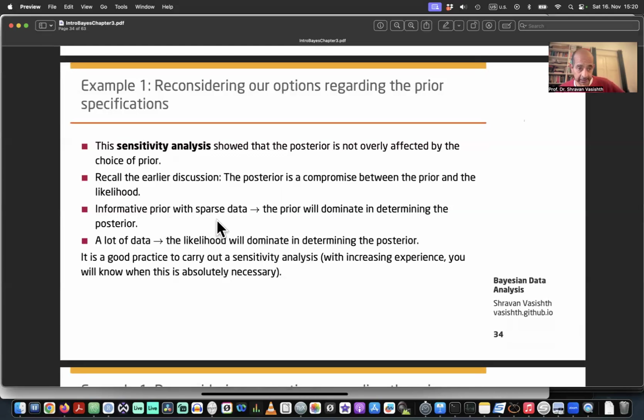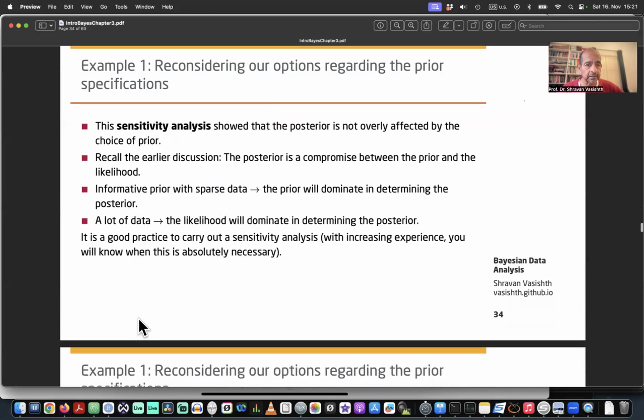When we have sparse data, then the situation will be different. If you have very little data, then the informative prior is going to dominate in determining the posterior. So it'll be almost as if you didn't learn anything from the data at all. What you got back in the posterior is what you had in the prior in the first place. So you didn't learn anything new from the analysis in that case, right?